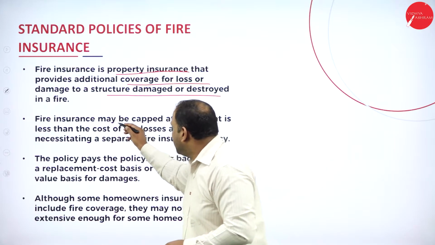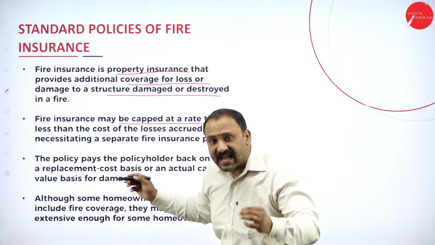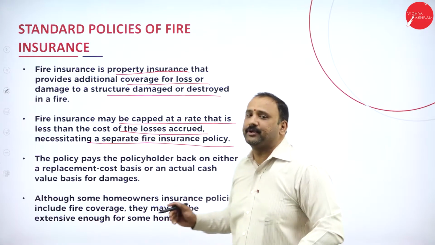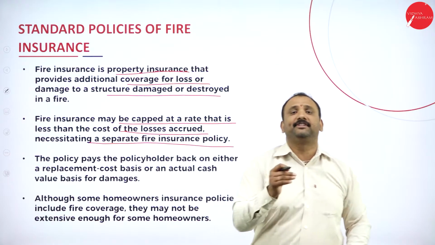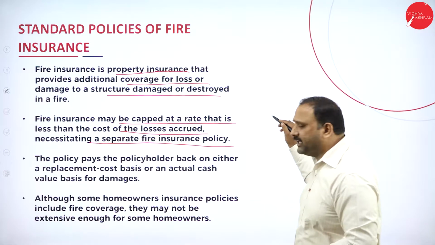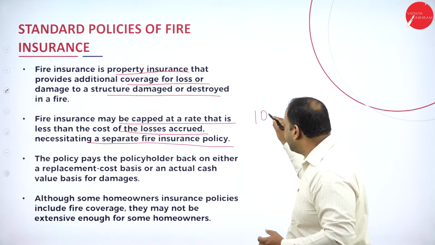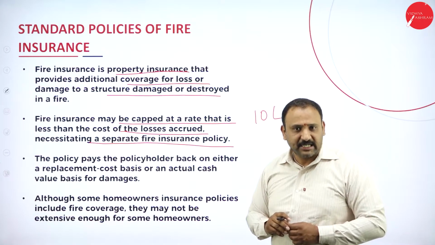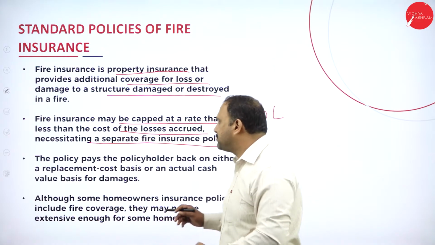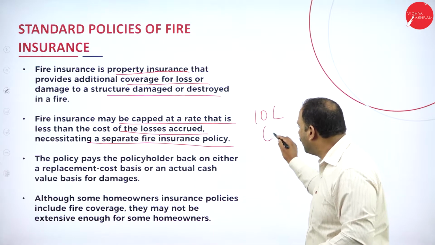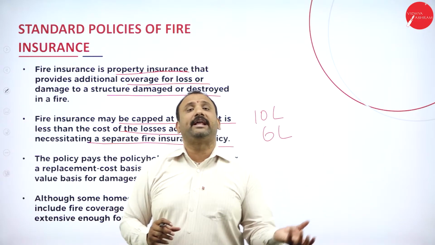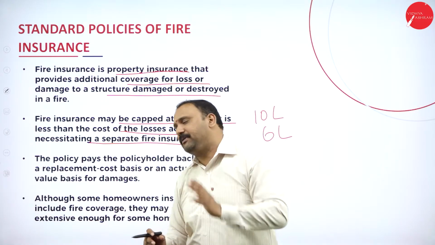Now, fire insurance may be capped at a rate that is less than the cost of the losses occurred, necessitating a separate fire insurance policy. This is where the insurance companies really become smart. Why? Let us say the cost of the equipment which you are going to buy or the building worth is 10 lakh rupees. Will you get an insurance worth 10 lakh rupees? Definitely not. The fire insurance might be placed only at about 5 or 6 lakh rupees. So what am I going to do for the remaining 4 lakh rupees? You need to take an additional cover or an extra premium altogether.